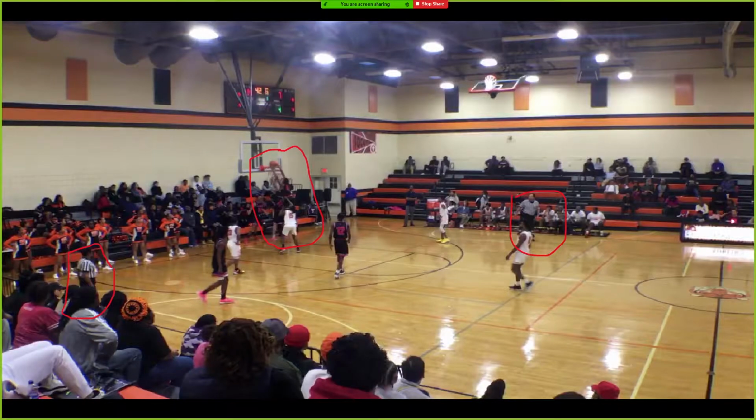Take a look at the official's positioning. The shot attempt occurred in the lead's primary. The lead is too close to the play. The lead should take 1 or 2 steps backwards to get a wider angle and a better look. The trail and the center have primary responsibility for basket interference and goaltending.